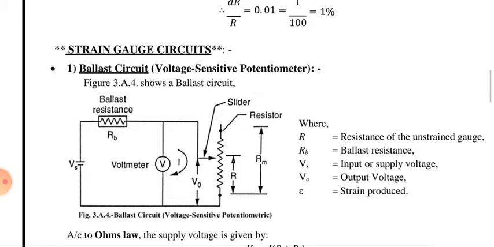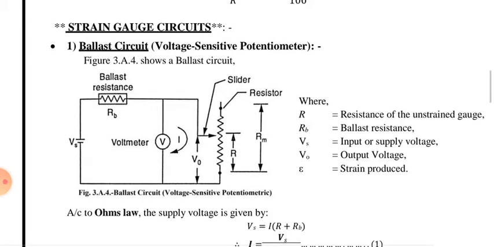The ballast circuit works on Ohm's law. We know that Ohm's law is nothing but V equal to IR. It can be represented in different forms: V equal to IR, or I equal to V by R, or R equal to V by I. Ohm's law is represented in different forms, so as per the requirement, we can create the relation between three parameters, that is voltage, current, and resistance.